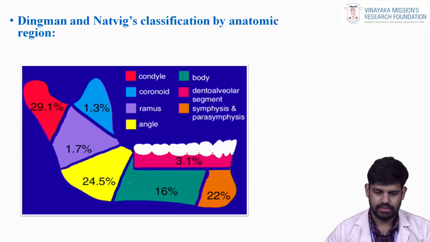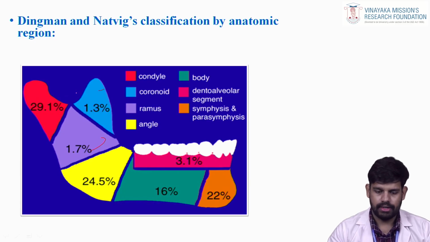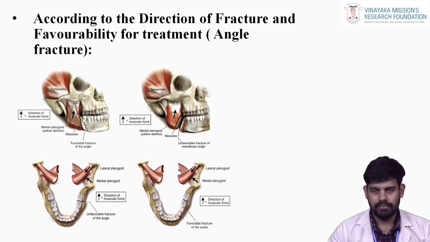It is protected unless the blow is very high or the impact is so much that it could fracture the coronoid process. So we have the alveolar process fracture, symphysis, parasymphysis, body, angle, ramus, coronoid and condyle, condyle being the most common type of mandibular fracture. Angle fractures are commonly seen in extraction of third molars when exerting more force. Then, according to the direction of muscle pull, it defines the fracture's favorability.